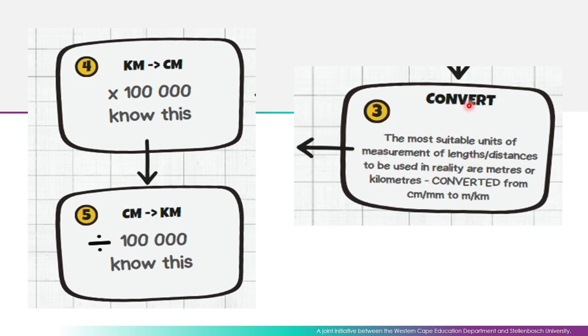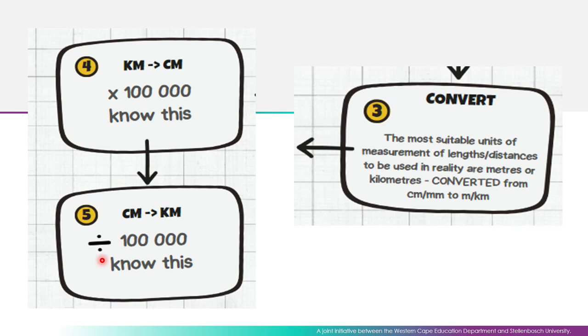Then we should convert. Now you'll see here, we need to remember that the most suitable units of measurements of length or distance in reality is normally meters or kilometers, which we will have to convert from centimeters perhaps to meters, or millimeters to meters, and so on. Now, this is given to you where they ask us to know that from kilometers to centimeters, we must multiply by 100,000, and from centimeters to kilometers, we must divide by 100,000.